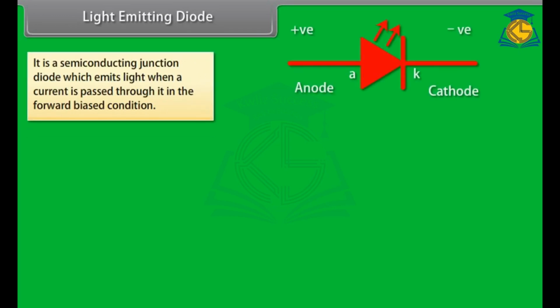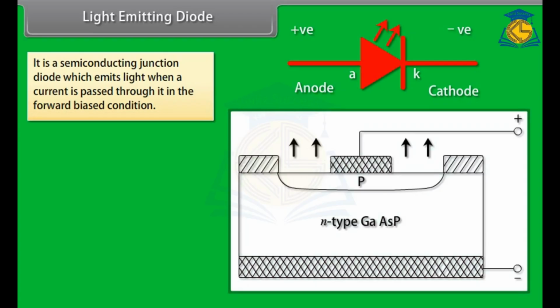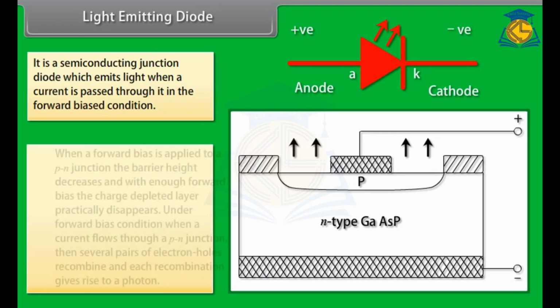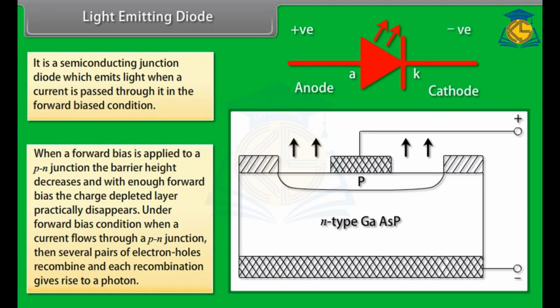Light-emitting diode. It is a semiconducting junction diode which emits light when a current is passed through it in the forward-biased condition. It is a p-n junction made of gallium arsenide, GaAs, or some other suitable semiconducting material. The p layer is made thin so that light energy may reach the charge-depleted region after traveling a very short distance. When a forward bias is applied to a p-n junction, the barrier height decreases, and with enough forward bias, the charge-depleted layer practically disappears.